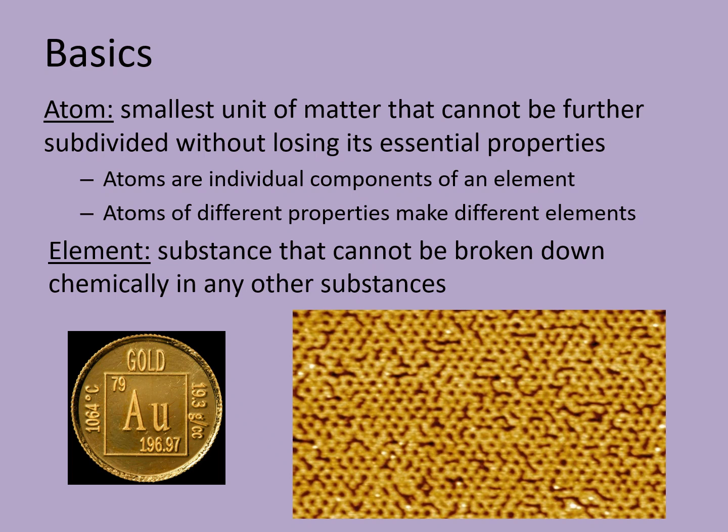So atom, that's the smallest unit of matter. They cannot be further subdivided without losing their essential properties. So that means that atoms are individual components of an element, and atoms with different properties have different elements. An element is a substance that cannot be broken down chemically into any other substance. So for example, water, H2O. You have 2 hydrogen and 1 oxygen. Those are the elements that make up water. The hydrogen and the oxygen, those can't be broken down any further.